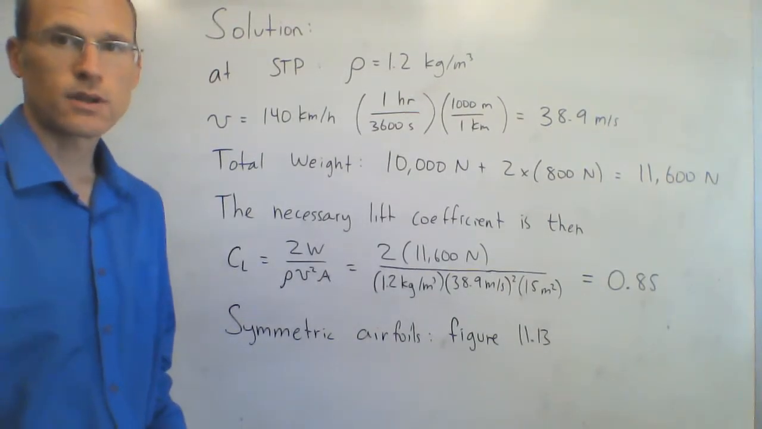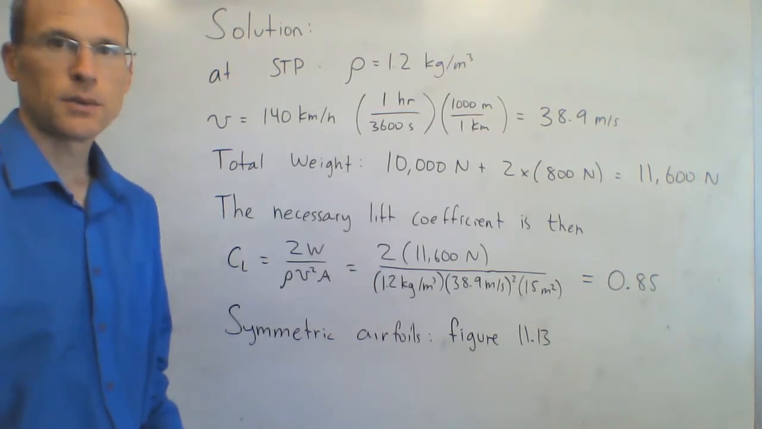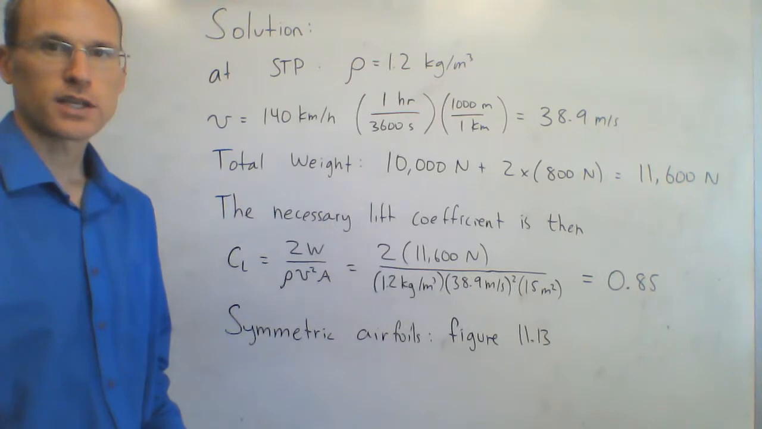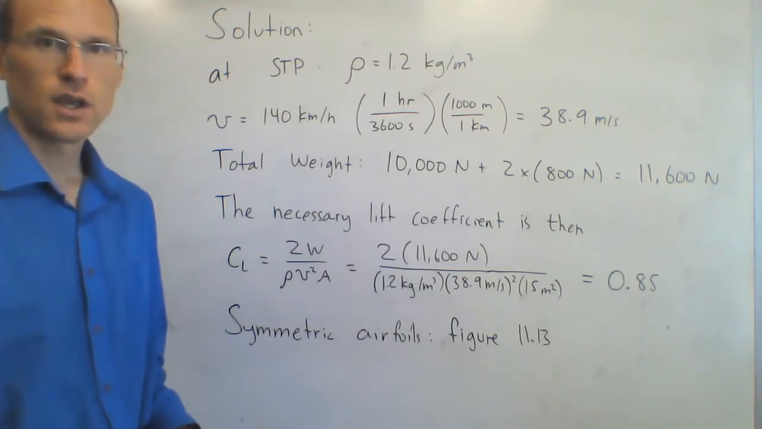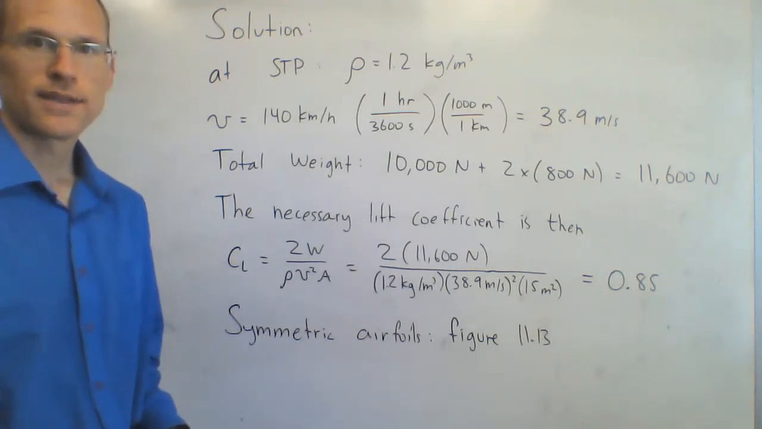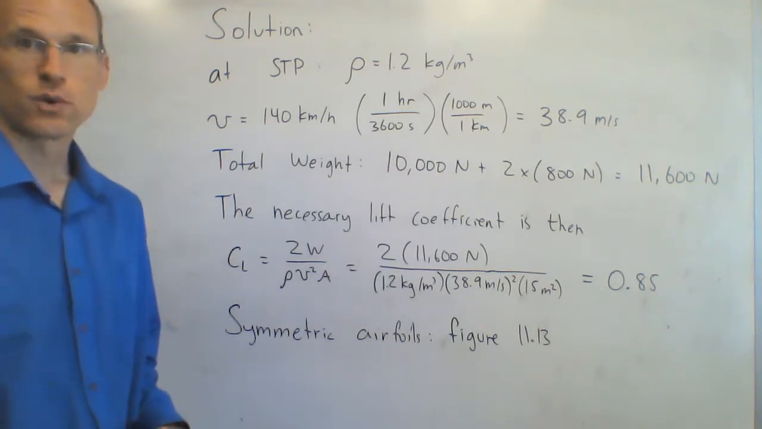So at standard atmospheric conditions, STP, we know the density of air is 1.2 kilograms per cubic meter. My velocity, 140 kilometers an hour. I want that in meters per second, so do those conversions. I get 38.9 meters per second. Then the total weight, plane and the 2 people, 10,000 plus 800 twice, is 11,600 newtons.